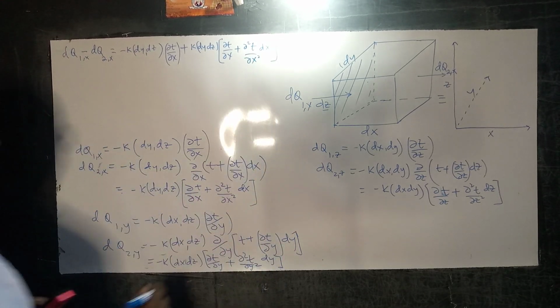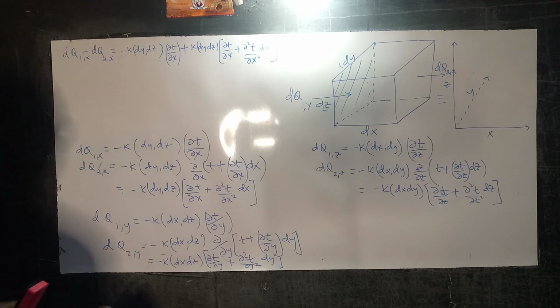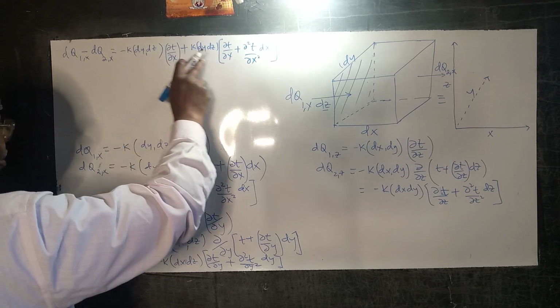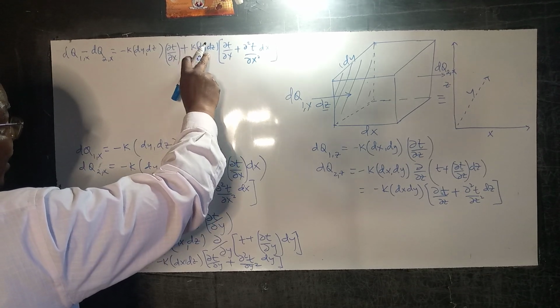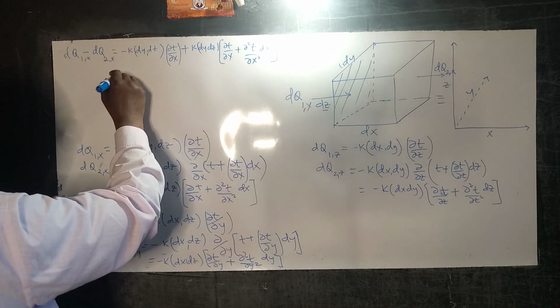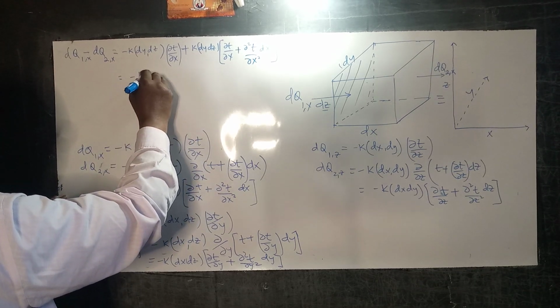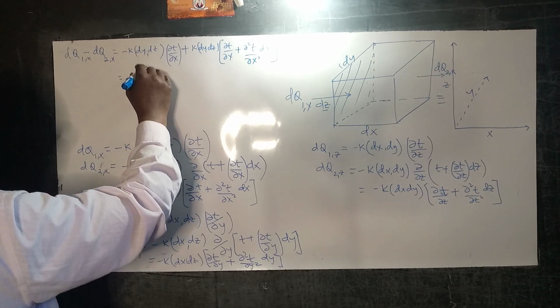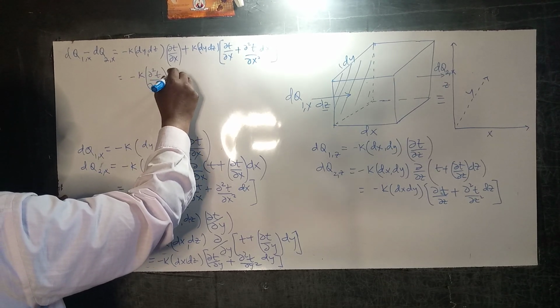So let us see how we can simplify this the best way possible. You notice that that will cancel with that when you multiply k dy dz; this one will cancel with that. So you are left with minus k del squared t del x squared dx.